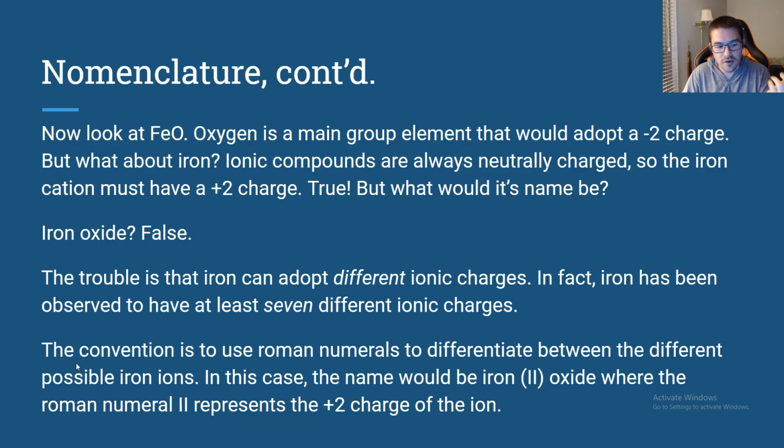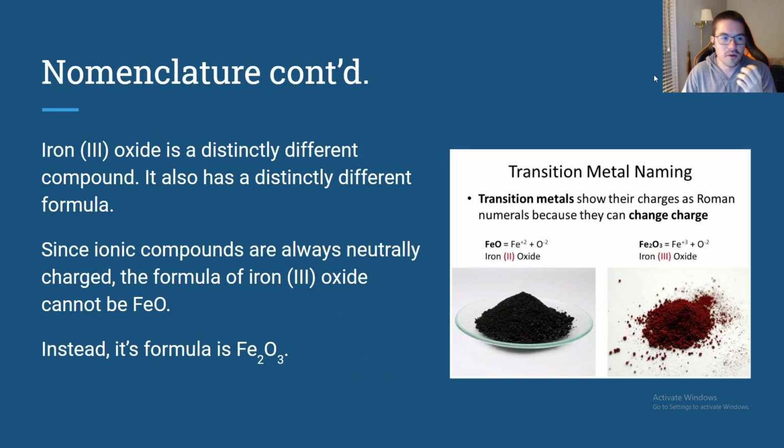So to deal with this, right, the convention is to use Roman numerals to differentiate between the different possible iron ions, okay? And so what I'm talking about is in the name of the compound, you use a Roman numeral to differentiate between the different types of iron ions. In this case, the name would be iron 2 oxide, where the Roman numeral 2 represents the +2 charge of the iron ion, okay? And obviously we're going to get plenty of practice with this, so don't worry too much if you are not getting all of this right this moment, okay?